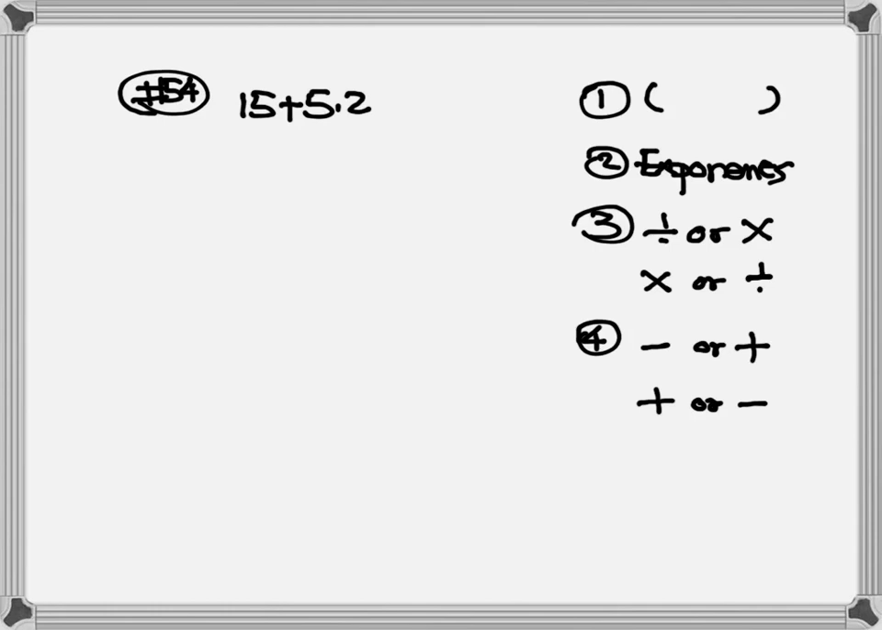Okay, so here you can see we have 15 plus 5 times 2. So we have addition and multiplication. So we're going to do the multiplication first. So multiply 5 times 2, gives me a 10. After that, we add the 2 numbers. 15 plus 10 gives me a 25. Now, let's look at number 58.